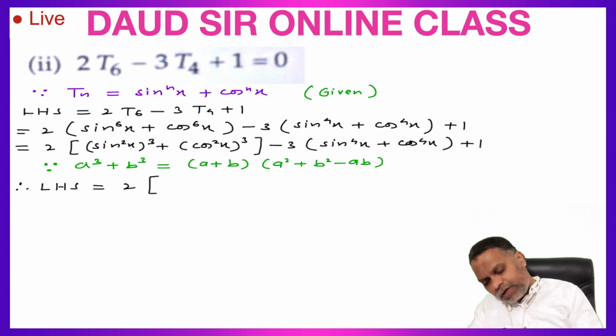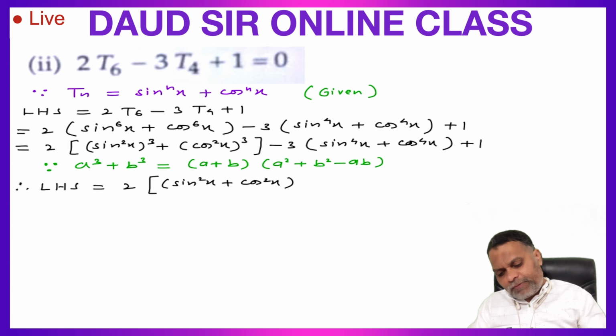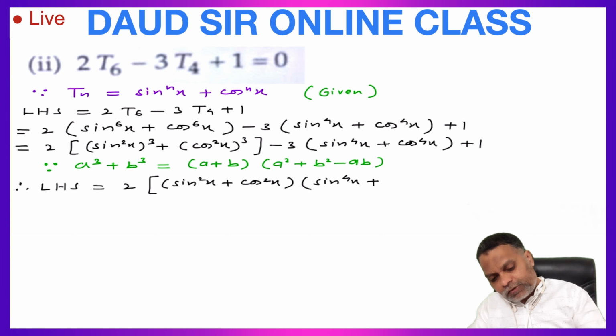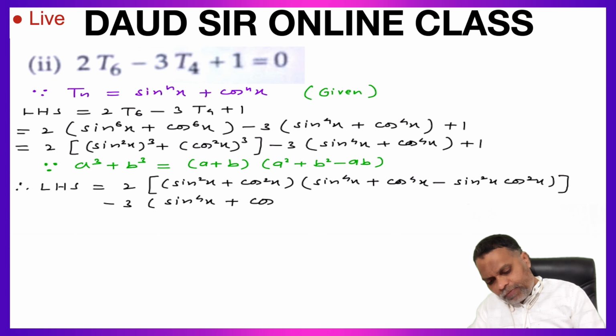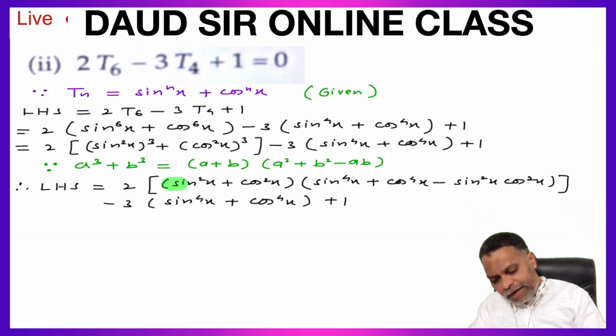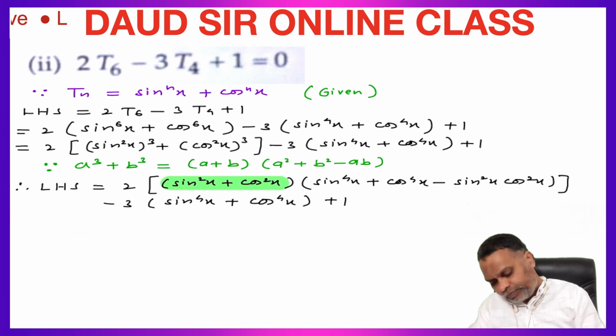2 into a plus b sine square x plus cos square x, a plus b a square, so sine raised to the power 4x plus b square cos raised to the power 4x minus ab sine square x into cos square x, minus 3 times sine raised to the power 4x plus cos raised to the power 4x as it is plus 1. Now this sine square x plus cos square x is equal to 1. Open these brackets.